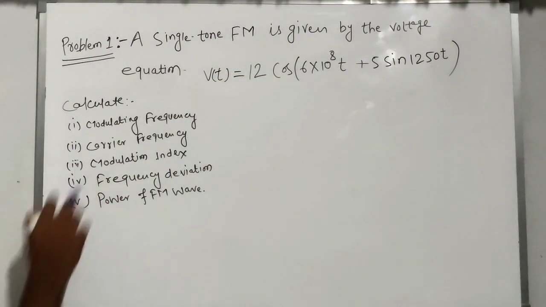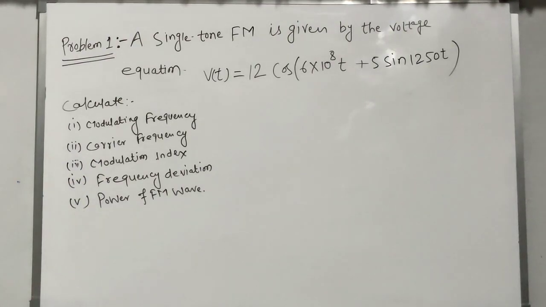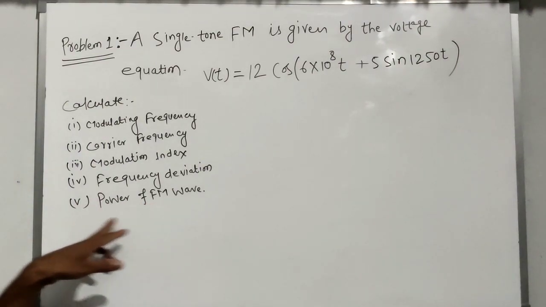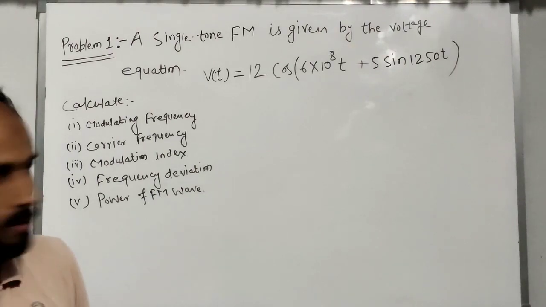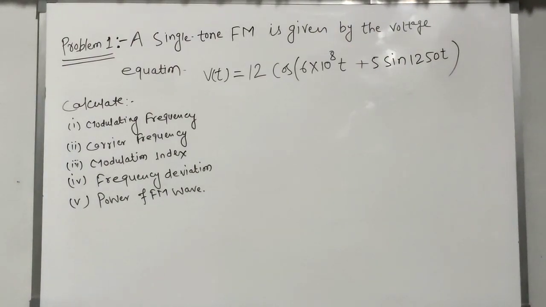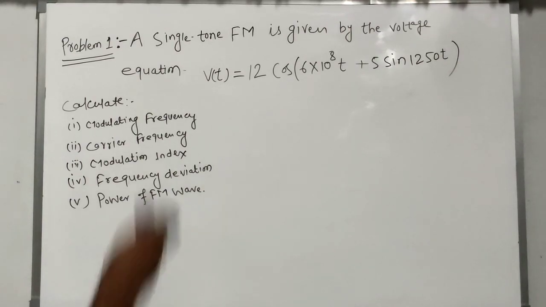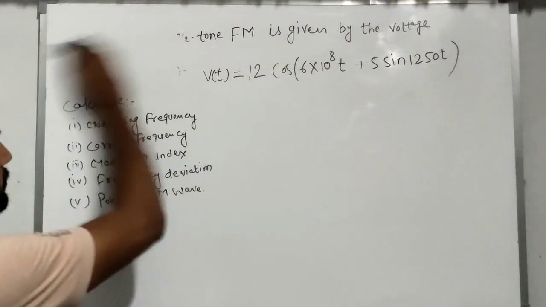Now we calculate, first, the modulating frequency; second, the carrier frequency; third one is the modulation index; and fourth one is the frequency deviation and power of the FM wave. How to solve this question: by applying the general equation of FM. So first of all, you retain how to solve this question.